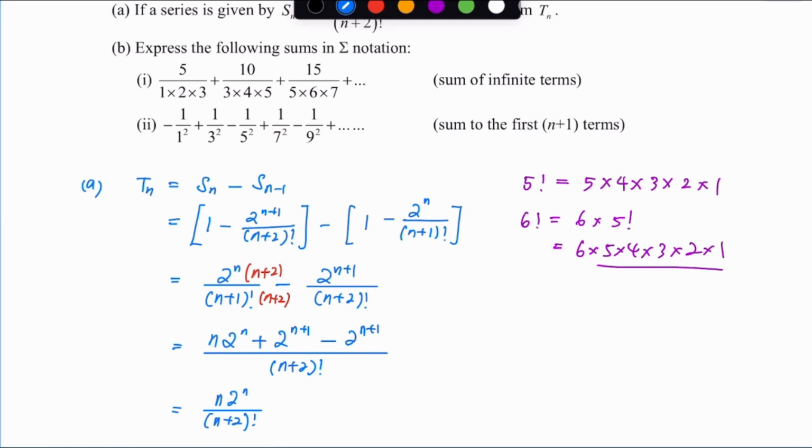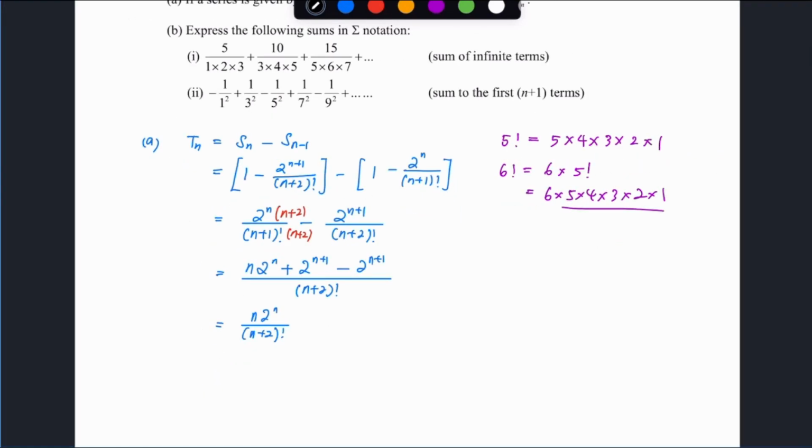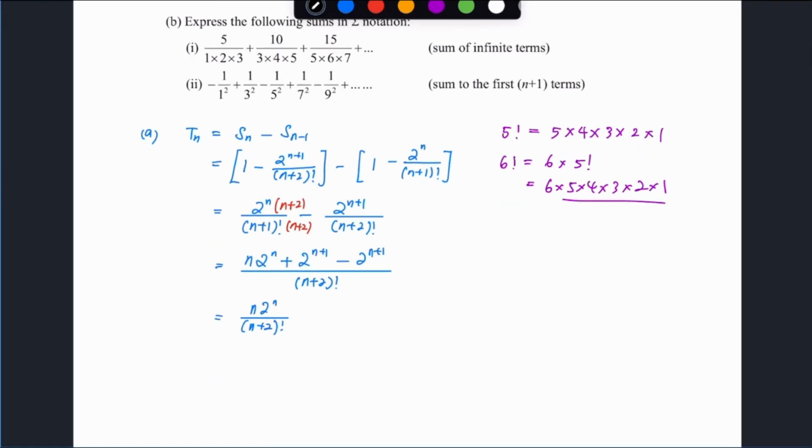Okay, part B, express the following sums in sigma notation. This one is very obvious, but I think some of you got a bit confused. So let's analyze term by term. 5, 10, and 15, right? This one obviously is 5R in a way.